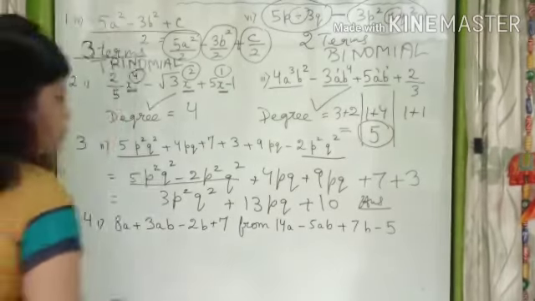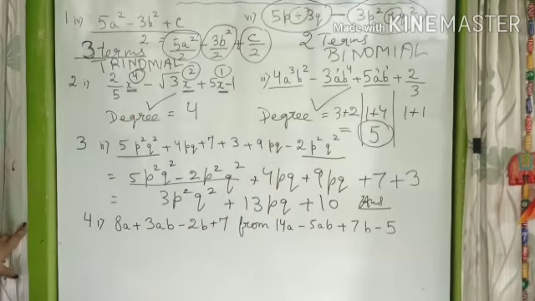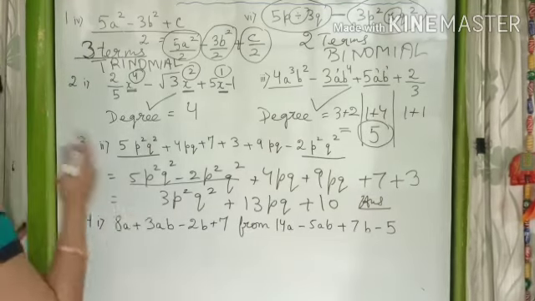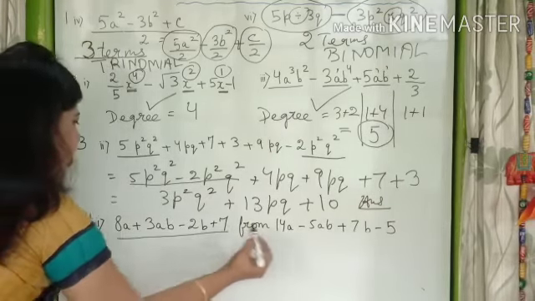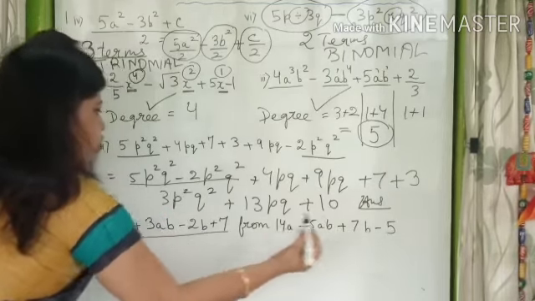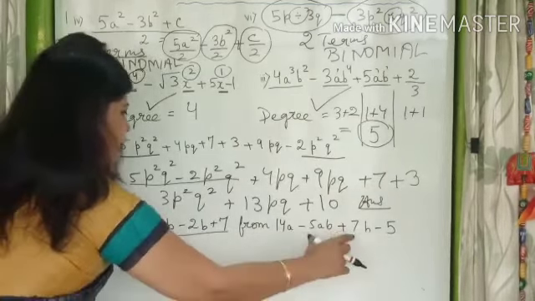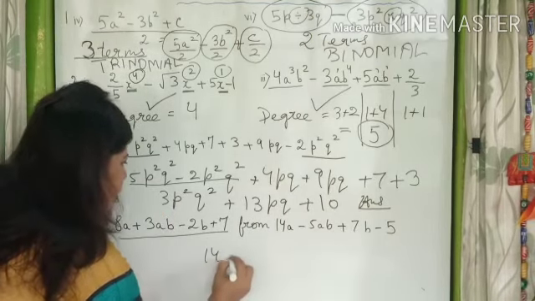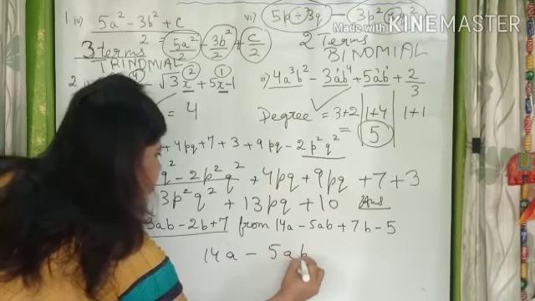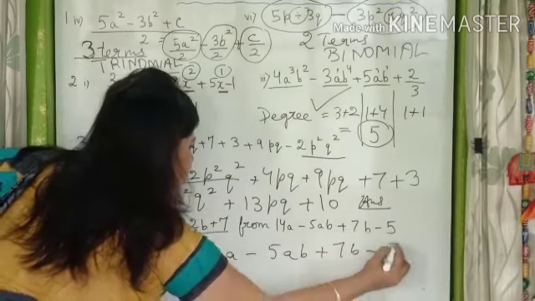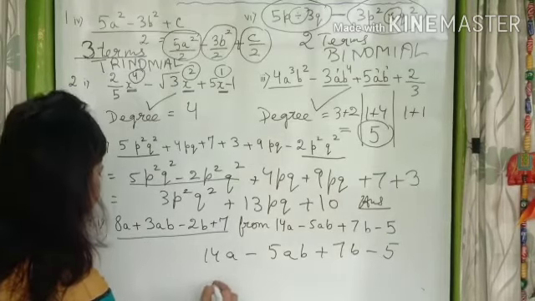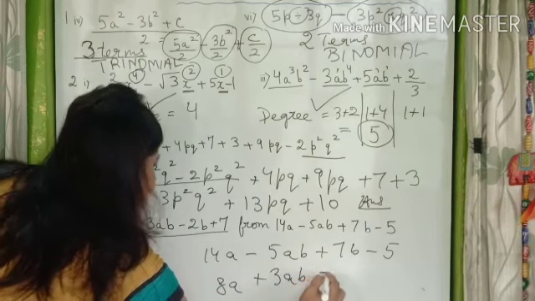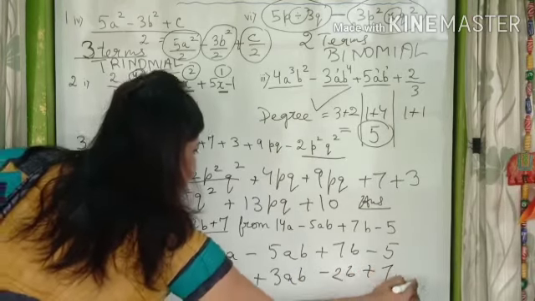The next we come to subtraction. The moment you see subtraction, children, be very careful. You see this expression from this. So if you are writing in the horizontal method, first you write this. Okay? So I arrange in column method. 14a minus 5ab plus 7b minus 5. I have to subtract 8a plus 3ab minus 2b plus 7.